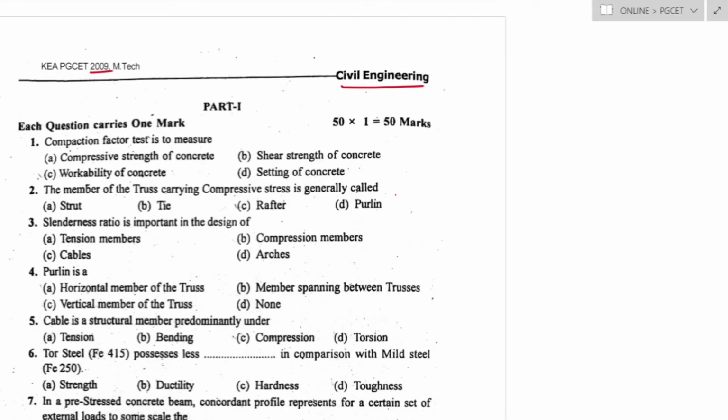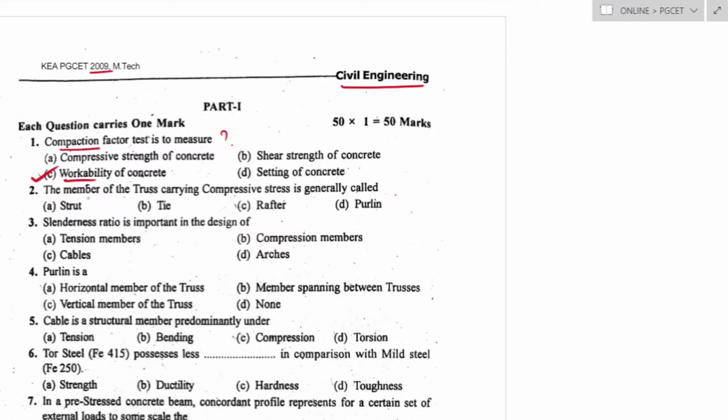Question number 1. Compaction factor test is used to measure. Compaction factor is defined as the ratio of weight of partially compacted concrete to the weight of fully compacted concrete. So the compaction factor test is mainly used to determine the workability of the concrete. So option C is the right answer.